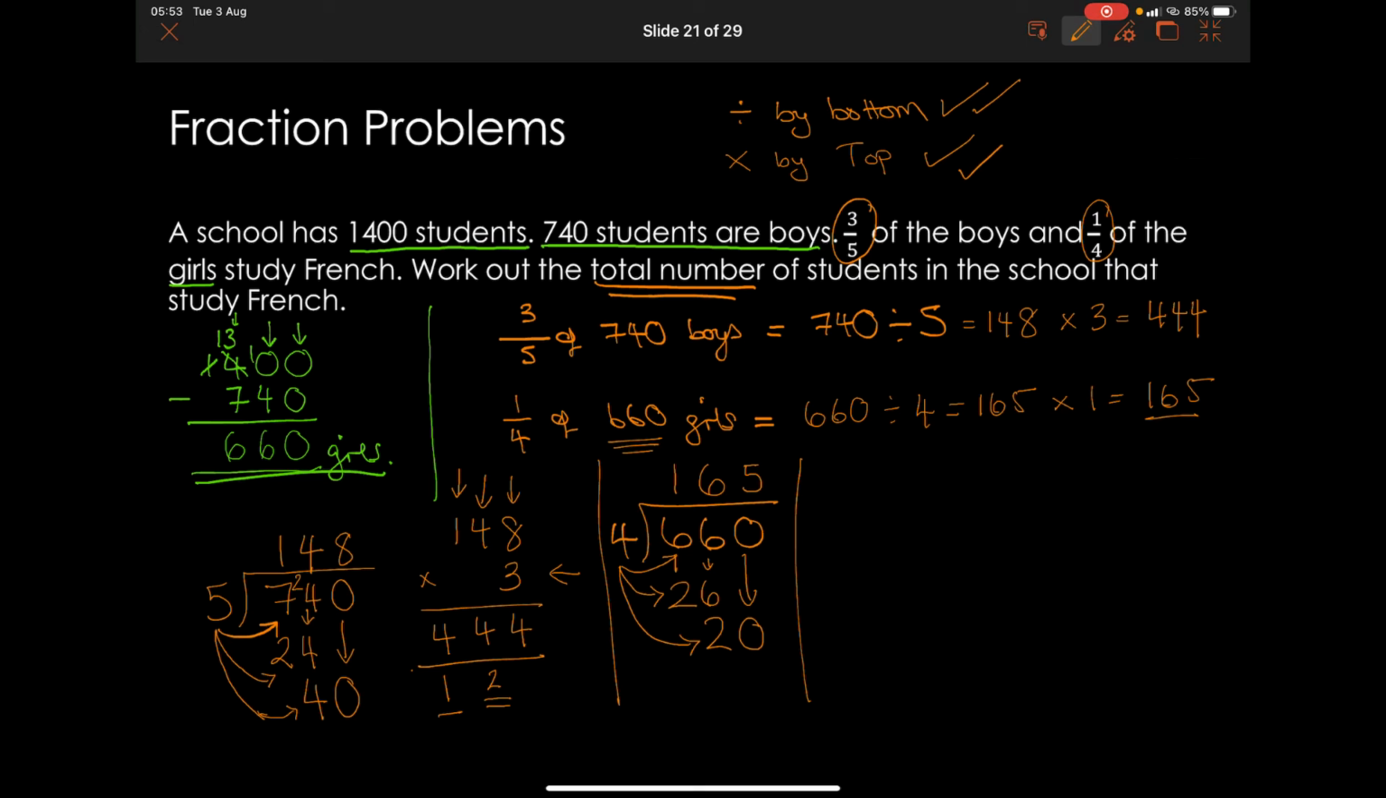It then says, work out the total number of students in the school that study French. So we just need to do 444, add 165. 4 add 5 is 9. 4 add 6 is 10. So we put the 0, carry the 1. 4 add 1 is 5, plus the 1 is 6. So altogether, 609 students study French.